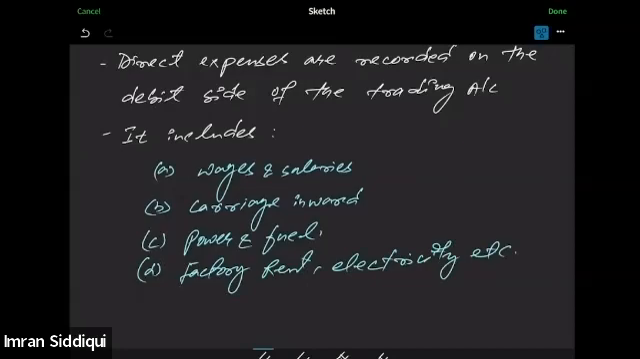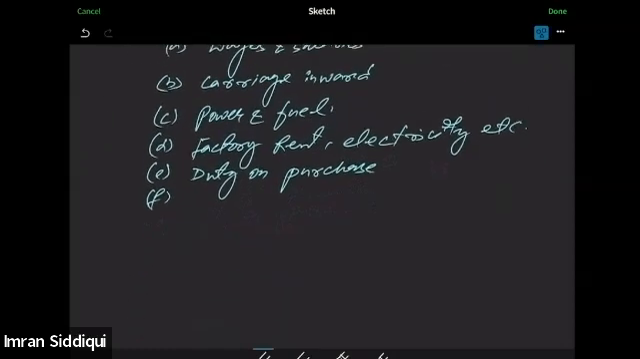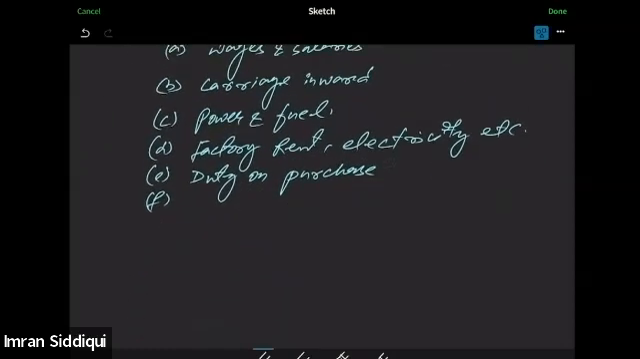All right, then sometimes on purchase of goods or raw material, we have to pay taxes, which is considered as duty on purchases. So if we have paid any duty or any taxes at the time of purchase of material, that will also be considered as a direct expense. Then if any other expenditure has been incurred by way of engine oil expense, cotton waste, oiling and greasing kind of expense, that also forms part of the direct expenses.